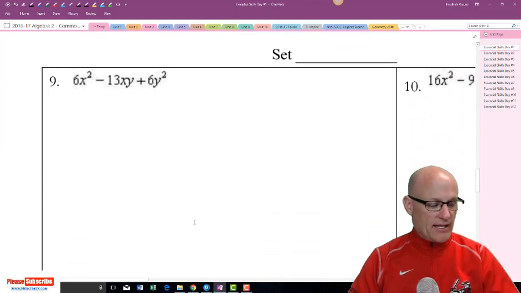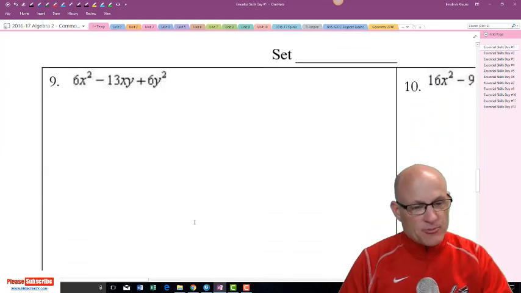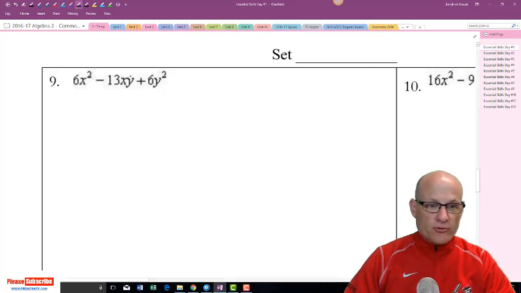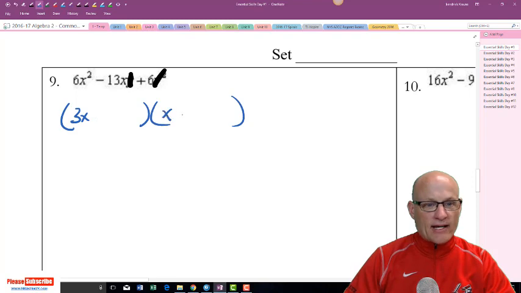All right, again, let's pretend like that y doesn't exist that's right there. Let's just get rid of it. Don't see it, can't see you. So there's no GCF. So I'm going to start out with 3x and x. Signs are both going to be negative because this is positive, so negative times negative is positive. So probably 3 and 2.